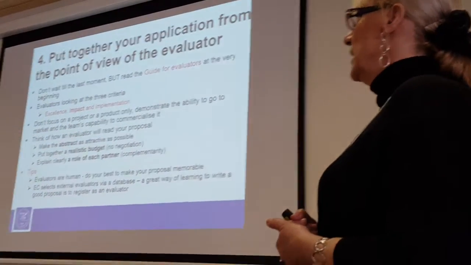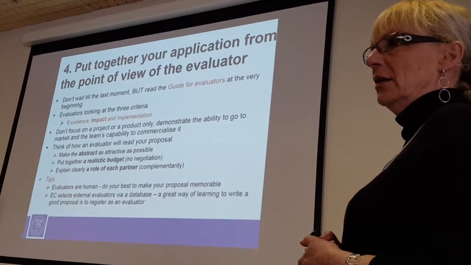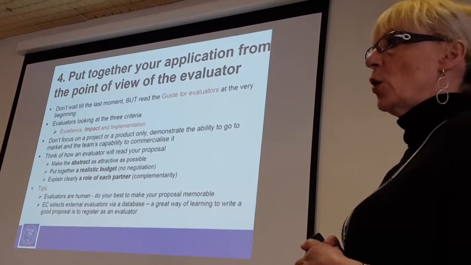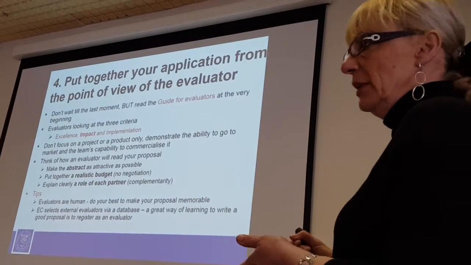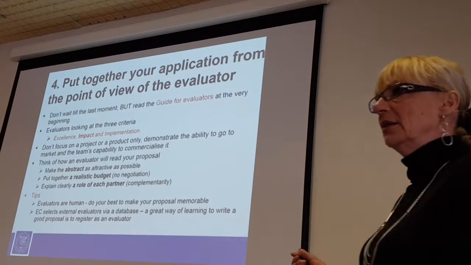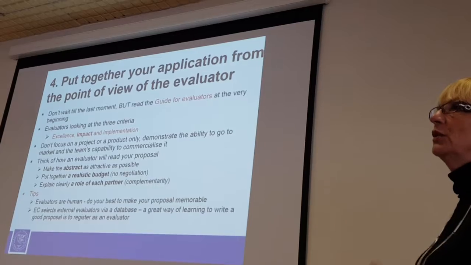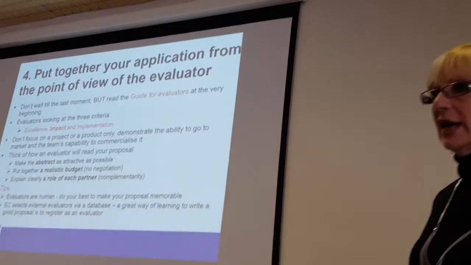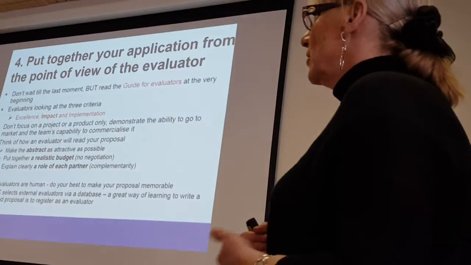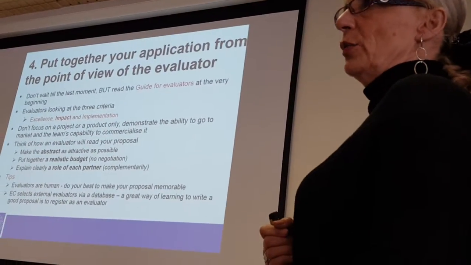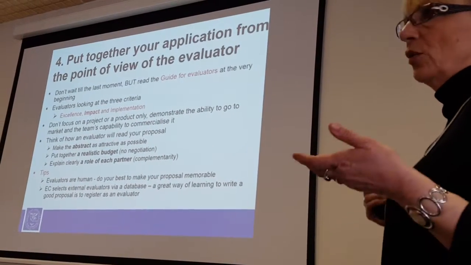Put together a realistic budget, because there is no negotiation phase in Horizon 2020. So if you don't put a realistic budget, this will be reflected in a lower score by the evaluators, and you will not have any other chance to correct this mistake. Explain clearly the role of each partner in your project consortium and demonstrate that these partners are complementary.